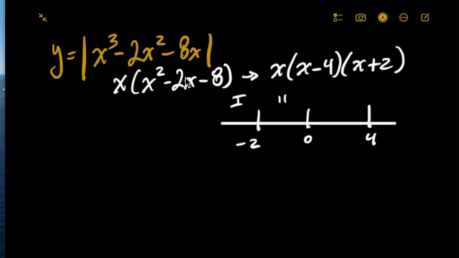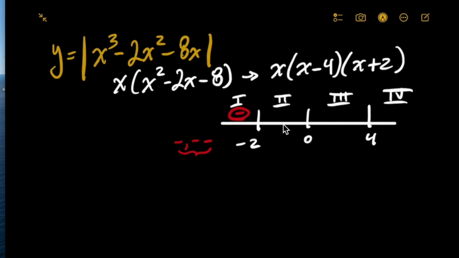Here, folks, we're going to have 4 zones. Okay, let's examine each one of them. In zone 1, I'm going to plug in -3. So the first factor will be negative, the second factor will be negative, and the third factor will be negative. Because the total number of negatives is odd, this entire zone will be negative.